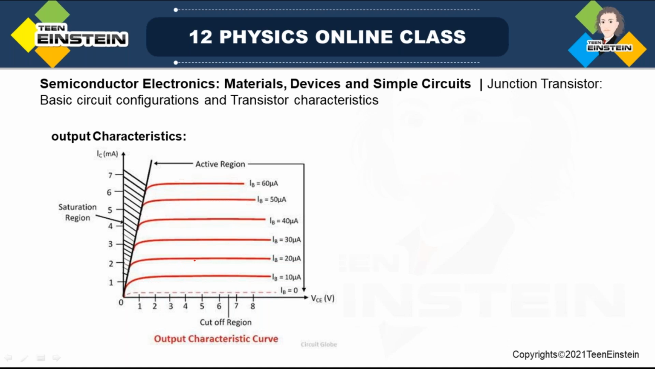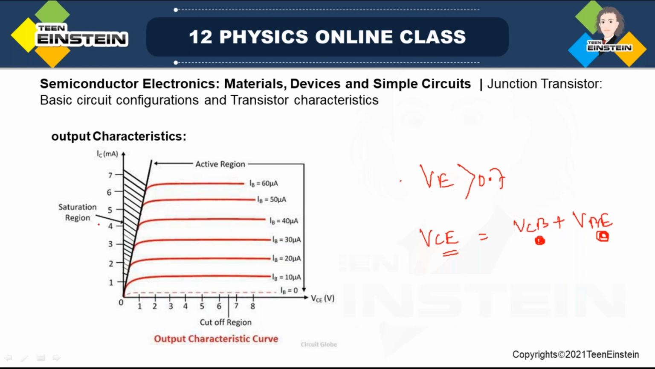So what happens in this region when you increase VCE beyond some 0.7 or 0.6 volt is that your collector junction is going to be reverse biased, because VCE is equal to VCB plus VBE. This voltage is greater, which means the base-emitter junction is already forward biased, and now the collector junction will also go to reverse bias.